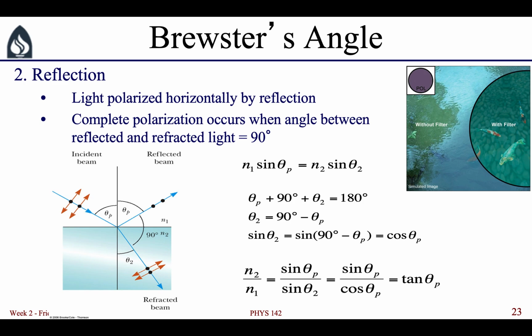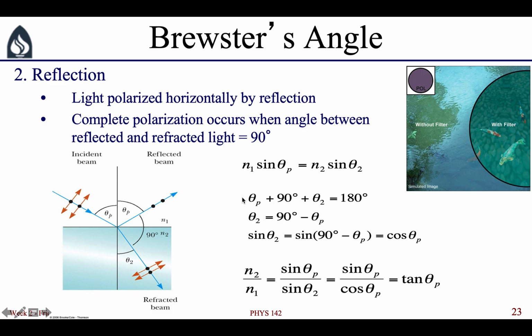Complete polarization occurs when the angle between the reflected and the refracted light is 90 degrees. So we can see the condition for complete polarization given here. Here's the reflected beam, here is the refracted beam, and the reflected beam is completely horizontally polarized when this angle here is 90 degrees. So we can use that to find out what the angle of incidence must be. If we use Snell's law, then n1 times the sine of this completely polarized angle is going to be equal to n2 times the sine of theta 2.